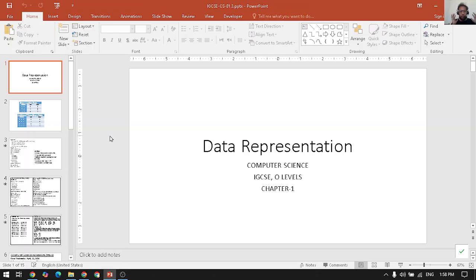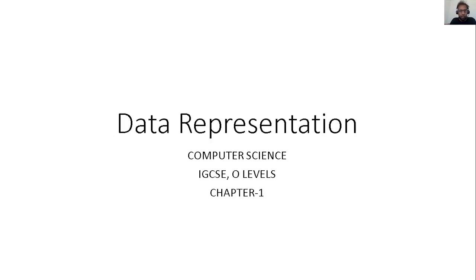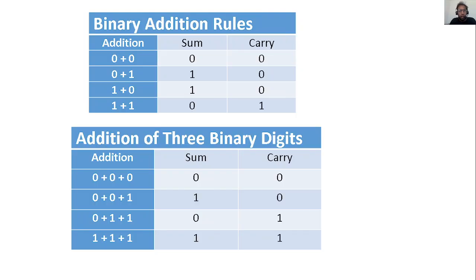Okay, the next topic for data representation, this is the first chapter of the IGCSE O Levels book. So the next topic we are going to study is binary addition. Now, in order to do binary addition, we have to first understand these rules.